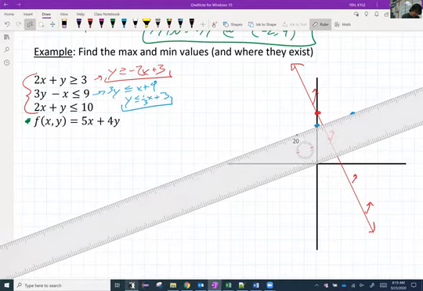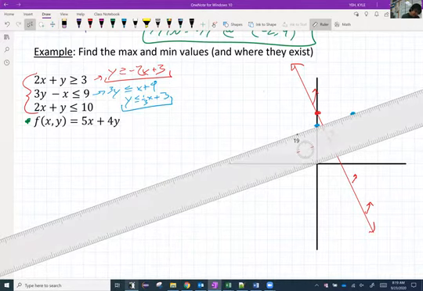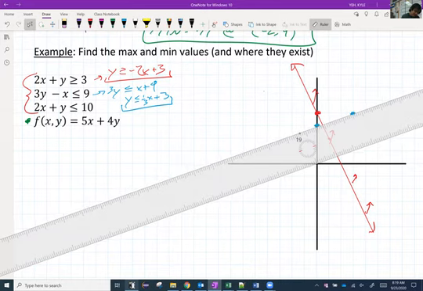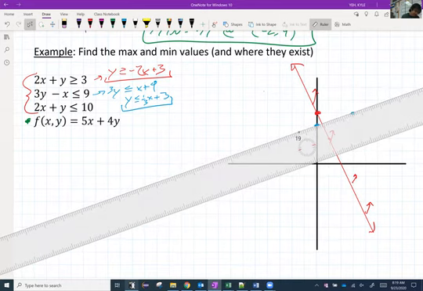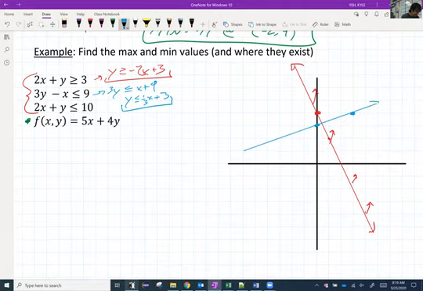We do want our graphs to be pretty precise because that's where we're going to be finding our coordinates from a lot of the time. So draw this one in. And we've got y is less than or equal to, so I know I need to shade below.